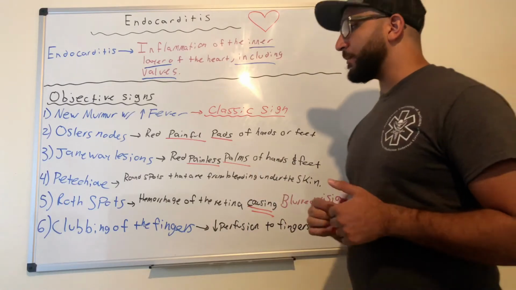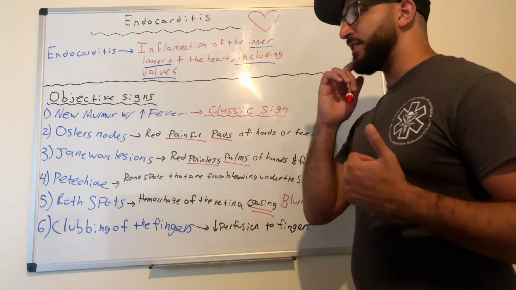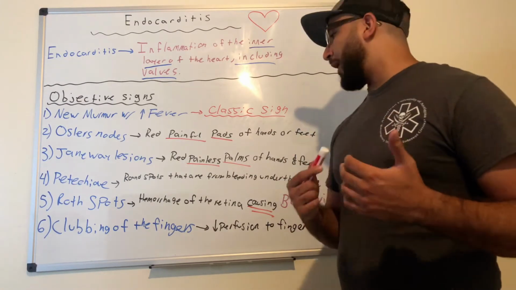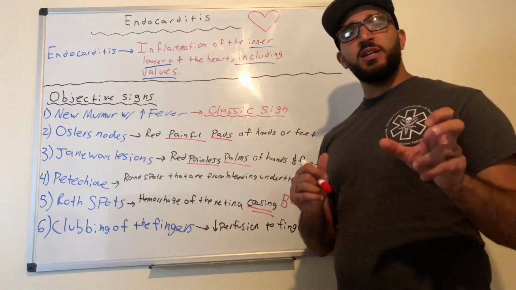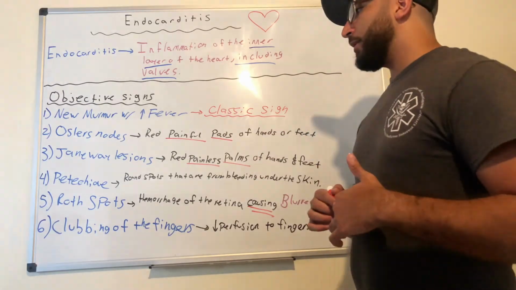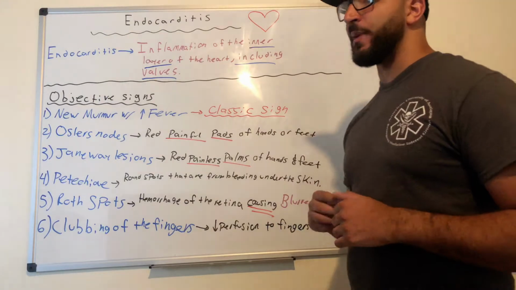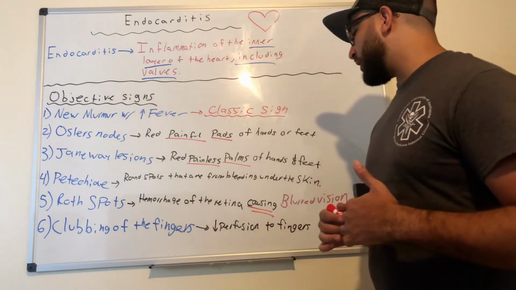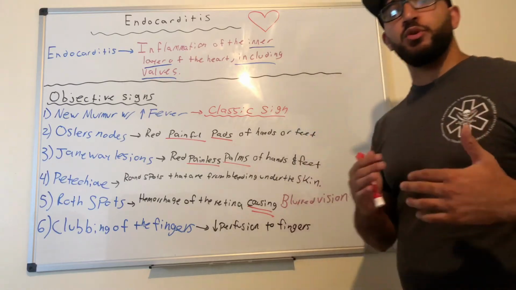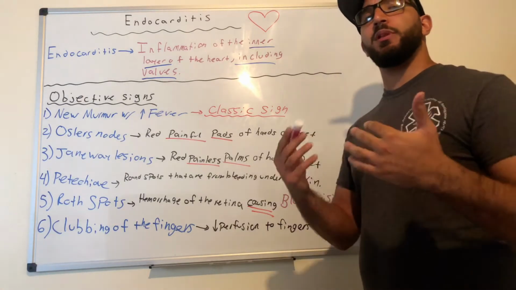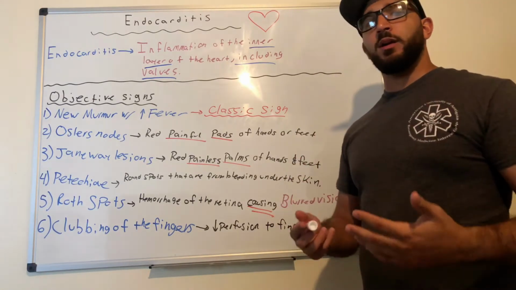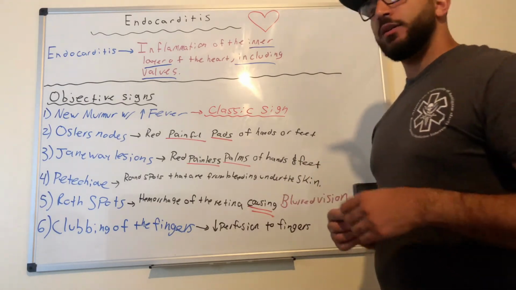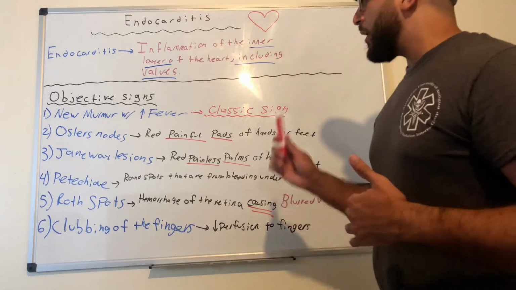Okay, so the fourth objective sign is petechiae. Those are considered to be round spots that are bleeding under the skin. The fifth objective sign are Roth spots. This is when there's hemorrhaging of the retina, and it ends up causing blurred vision. The patient may complain of not seeing right, a change in their visual acuity. So that's something to monitor for.